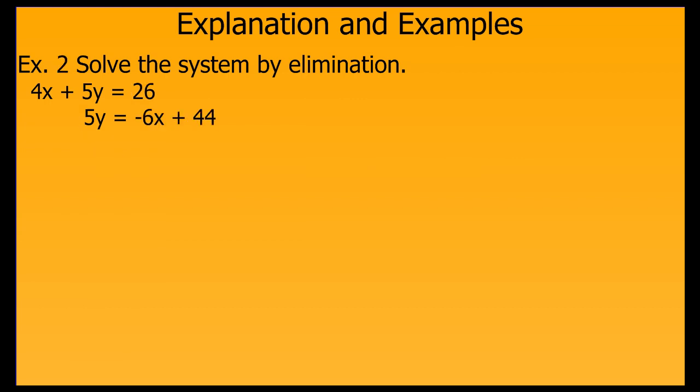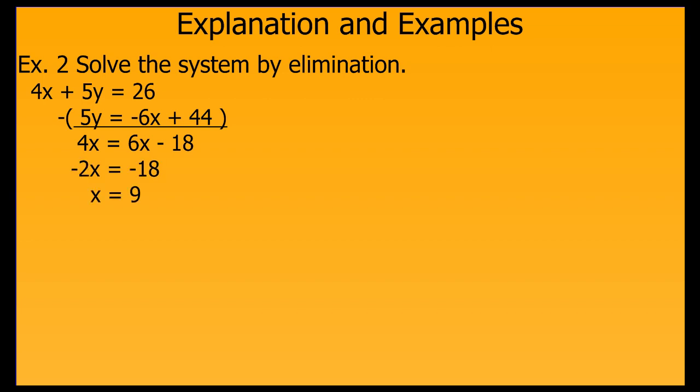Let's try another example. This time I notice I have a positive 5y in both equations. I know if I subtract this time, instead of add, the y's will subtract out. So this time I'm going to subtract the second equation from the first. We have to be very careful when we subtract that we subtract on both sides, which means we need to distribute that subtraction across all the terms. That leaves me with 4x on the left side and 6x minus 18 on the right. I know how to solve this. When I solve it, I get x equals 9.